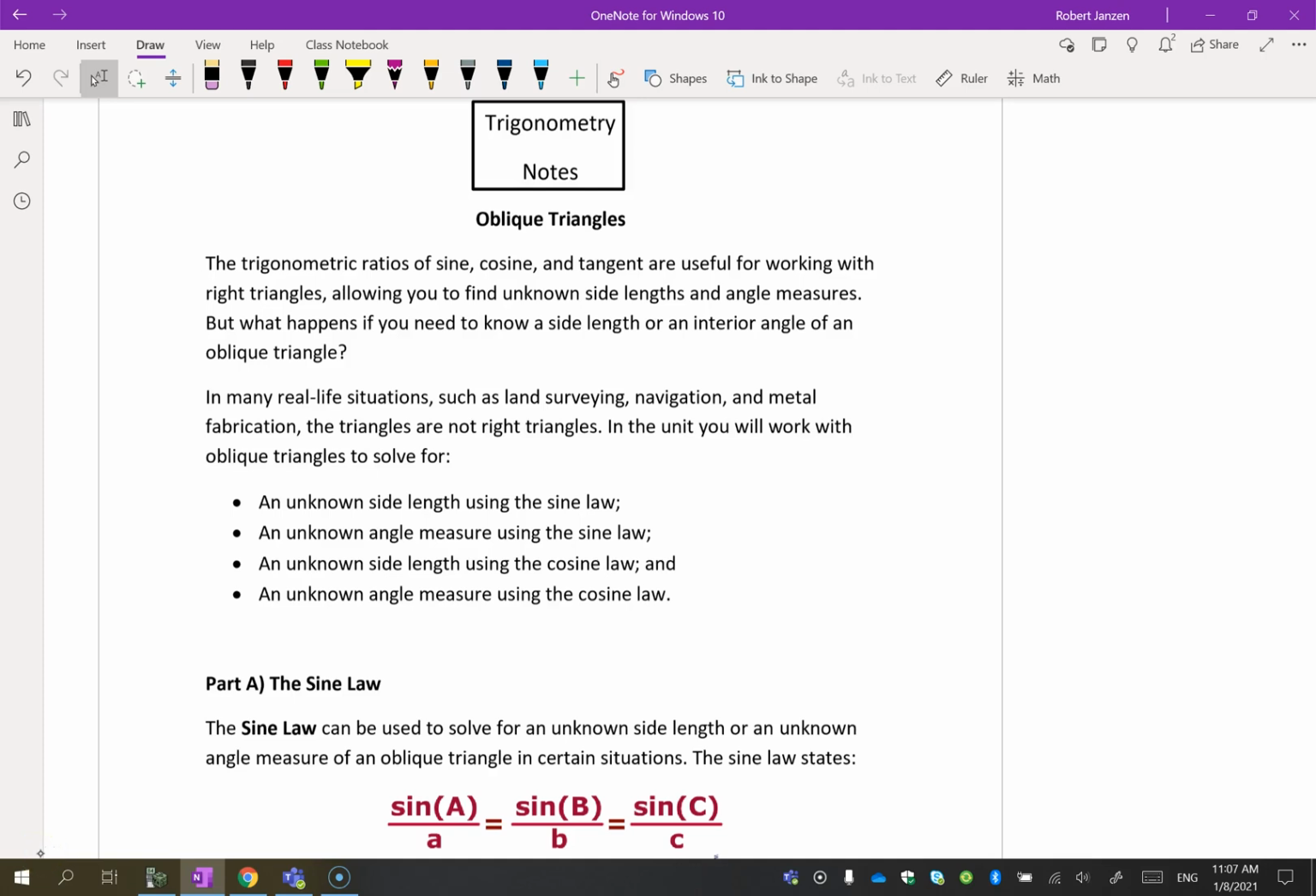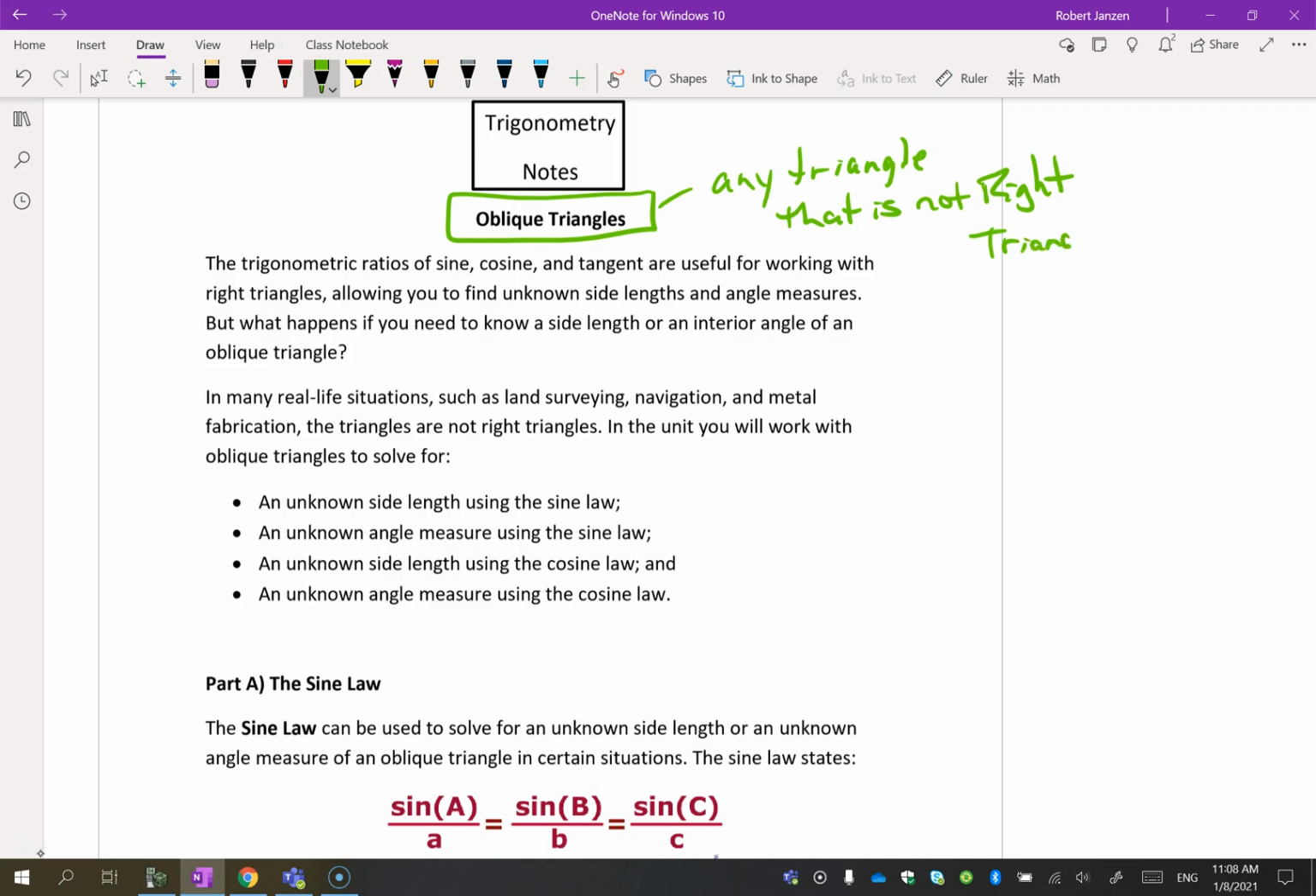Okay, in this lesson we're going to do something that's new. We're going to find missing sides of triangles that are not right angles. We're going to do what's called an oblique triangle. An oblique triangle is any triangle that is not a right triangle. So in other words, it does not have a right angle.